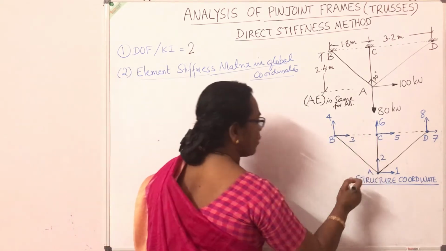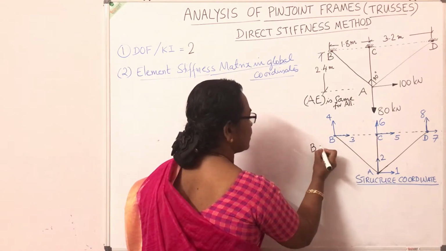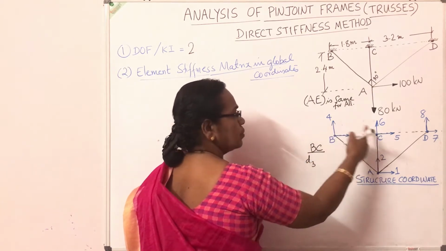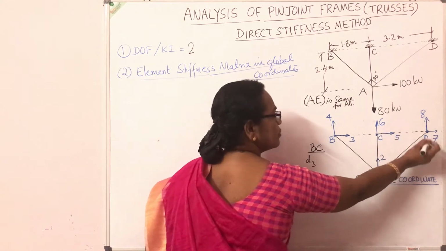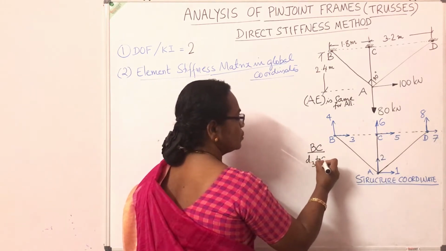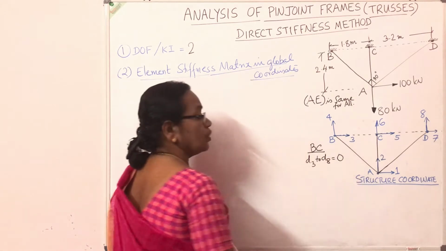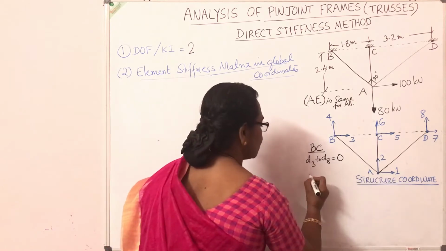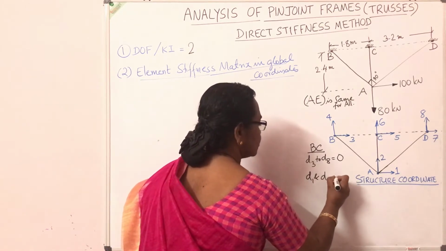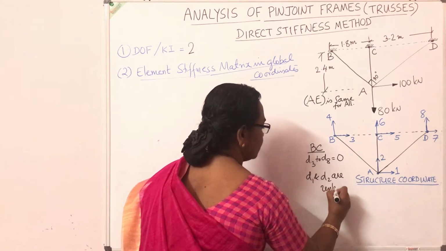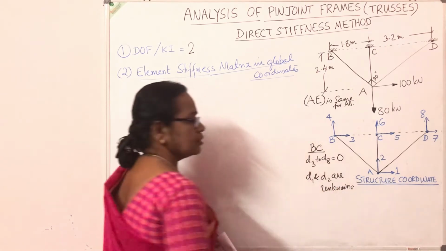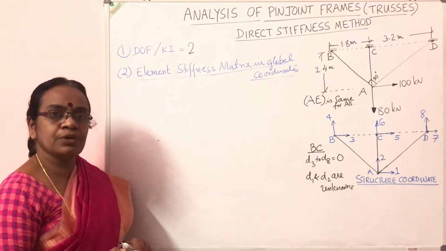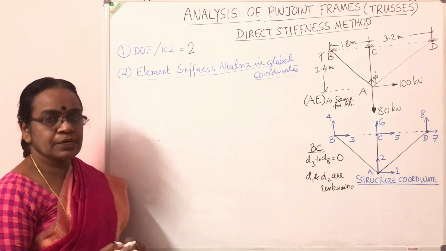Now, out of this, we have the known boundary conditions. D3 is 0, D4 is 0, D5 is 0, D6 is 0, D7 is 0, D8 is 0. So D3 to D8 are known displacements, they are 0. Therefore, the remaining are 1 and 2. So D1 and D2 are the unknown displacements. So the degree of freedom is equal to 2, the horizontal displacement and vertical displacement of joint A. That is the first step.